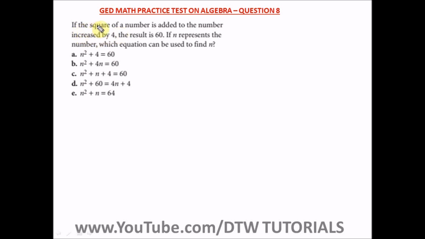So here, if the square of a number, so n squared, is added to the number, that is the same number n, so plus n, increased by 4, that is you add again, plus 4, the result is 60, equal to 60. Alright, so this is our answer. You can see how easy it is to just interpret this question. All you need is just patience, and you can calm yourself down and interpret the question. Just simply the square of a number, which is n squared, added to the same number, plain n with no square, then increased by 4, plus 4, equal to 60. So this is the answer, and our right option here is option C.